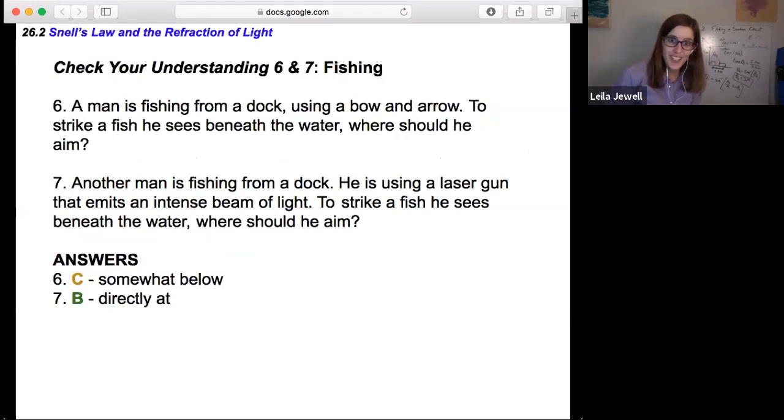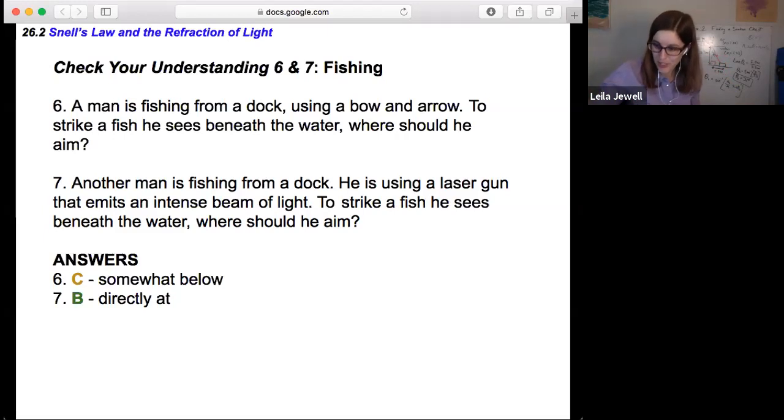Why is that? Well, with the bow and arrow, the apparent depth is higher than the actual depth, so he needs to aim down to actually hit it. But for the laser gun, the laser is going to bend with the water. So even though the light that he sees is bending, the laser light will bend too.